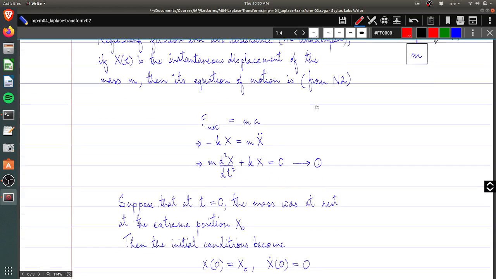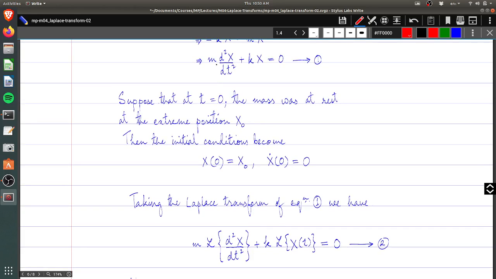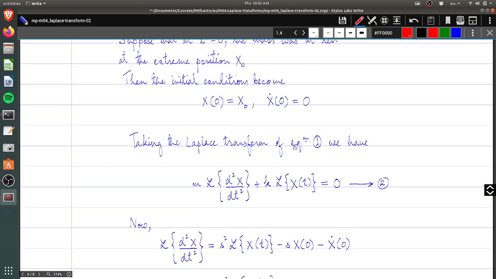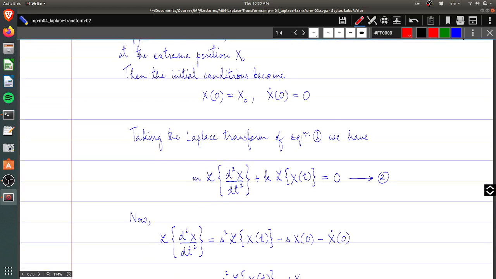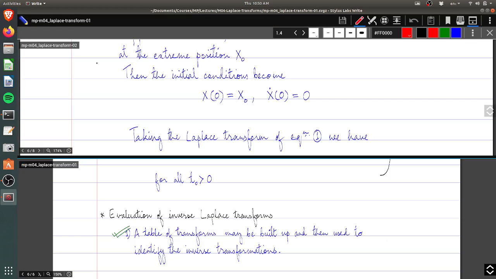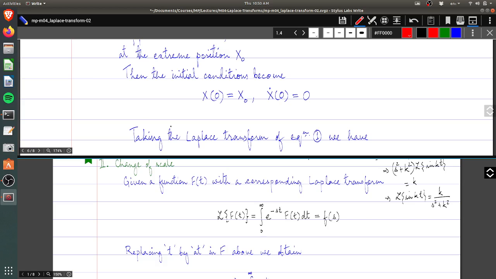Now we take the Laplace transform of equation number 1. So we are taking m times the Laplace transform of d square x by dt square plus k times the Laplace transform of x. Let's call this equation number 2. We already know how this works whenever you have a derivative. We saw that in the previous class.